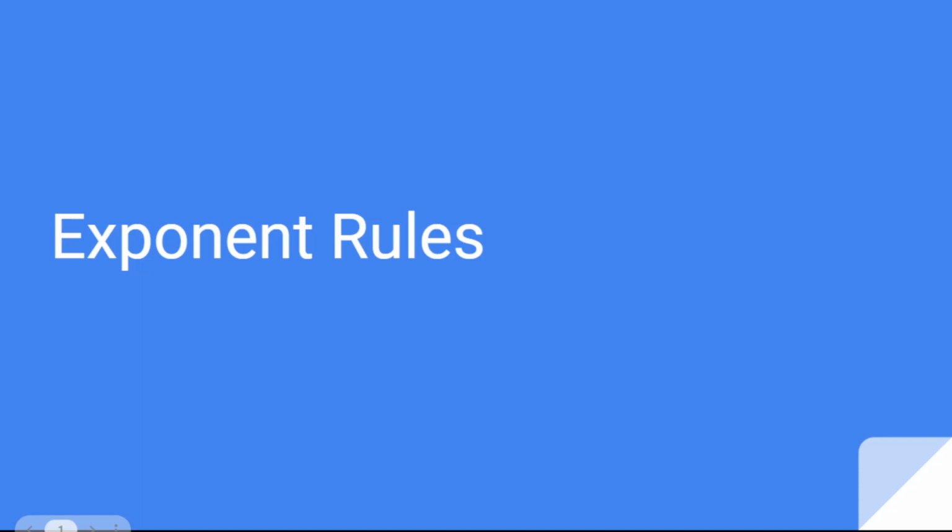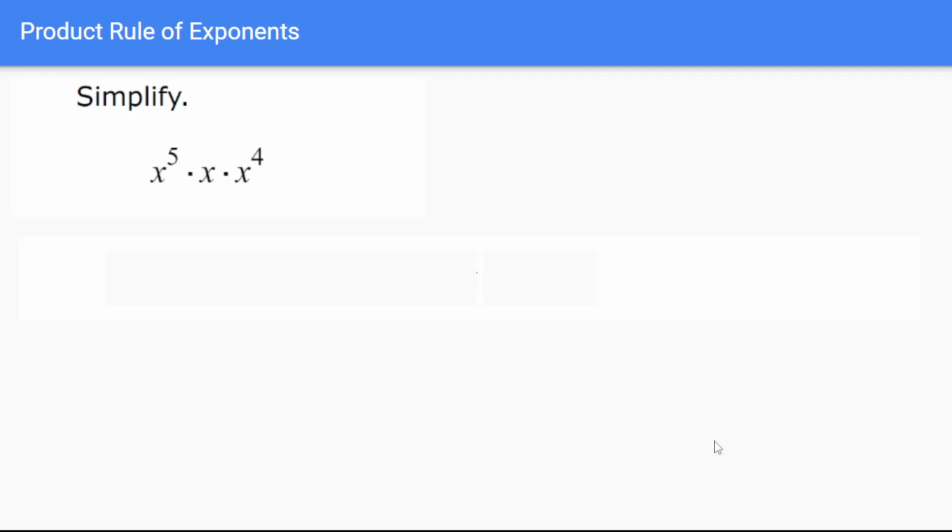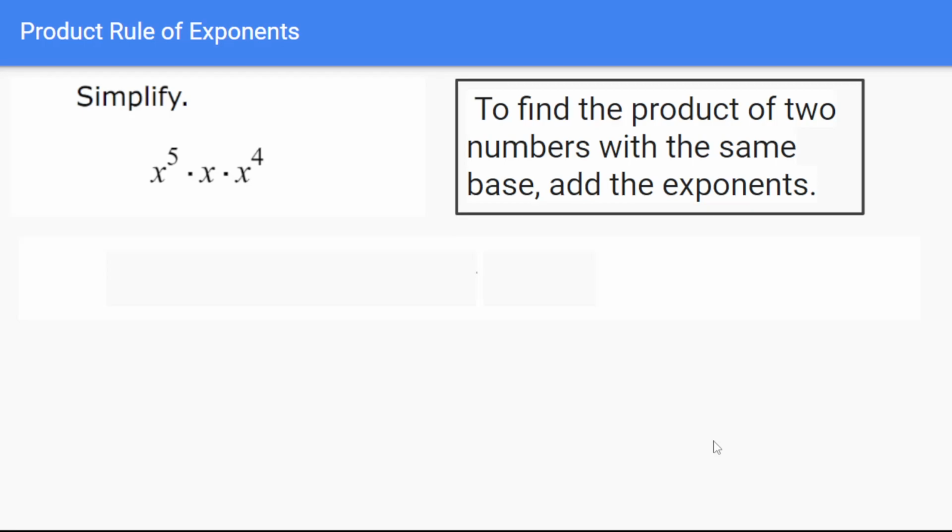In this video, we'll discuss how to apply the exponent rules to solve a variety of problems. The first rule is called the product rule of exponents, and this states that to find the product of two numbers with the same base, add the exponents. Real simple, right?